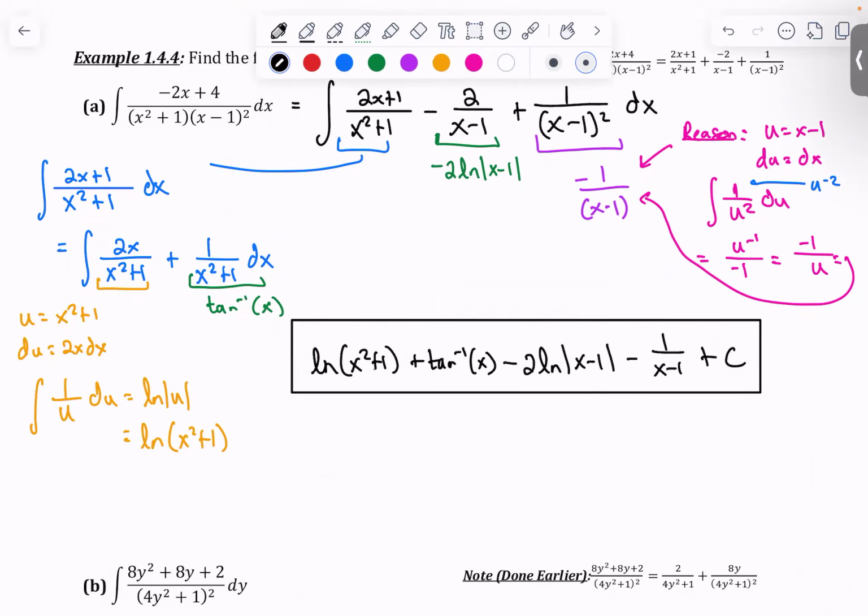Any questions on that? Okay. Next. Oh, yes, Nick, what's up? So if we saw this on a test, we'd have to do partial fractions first.